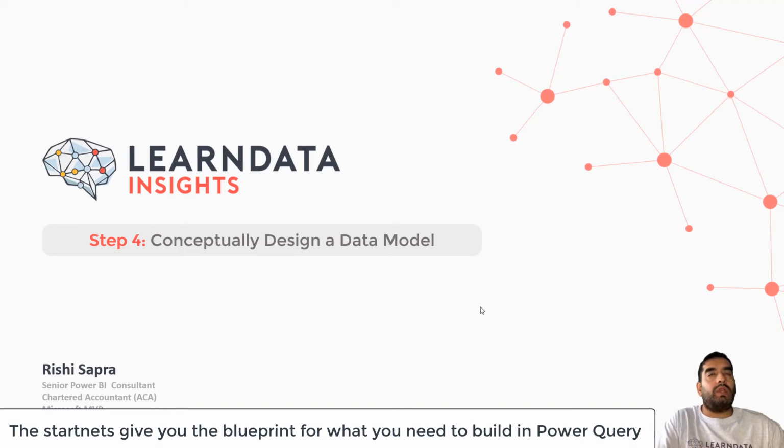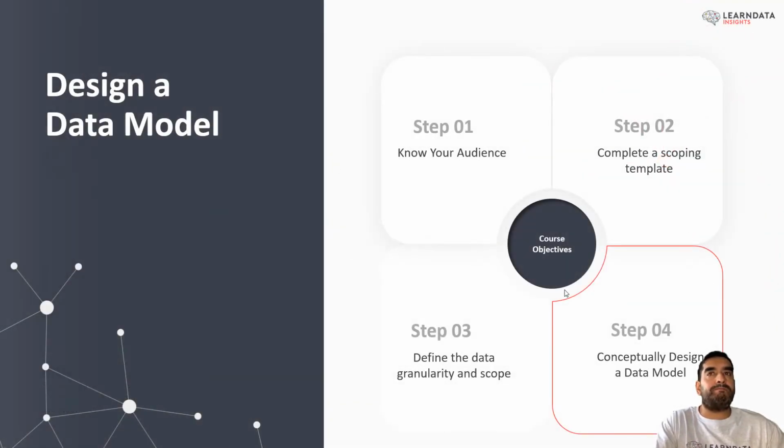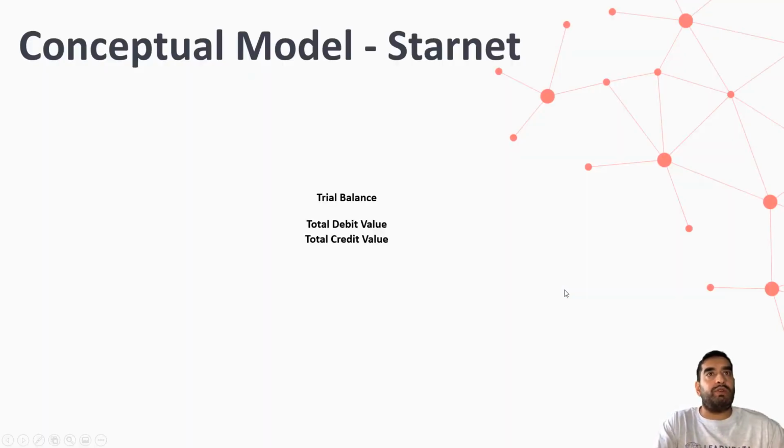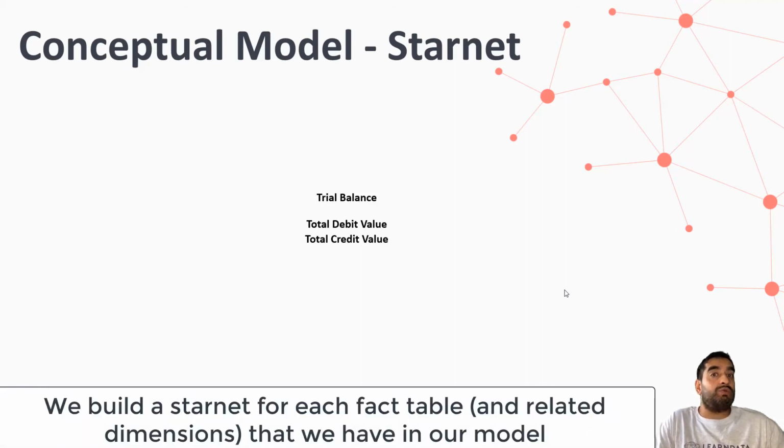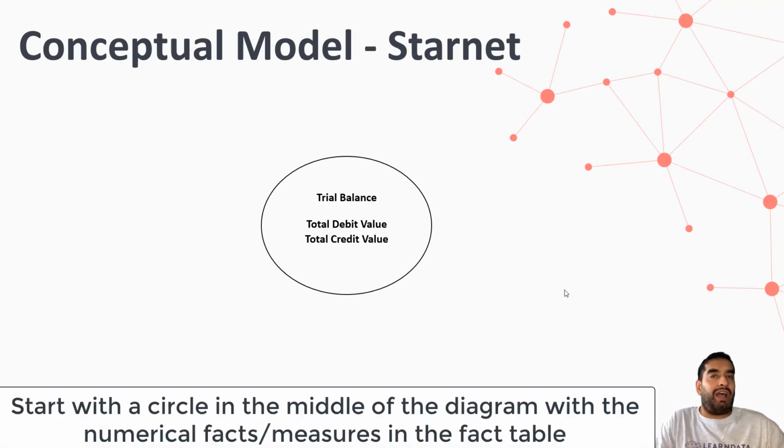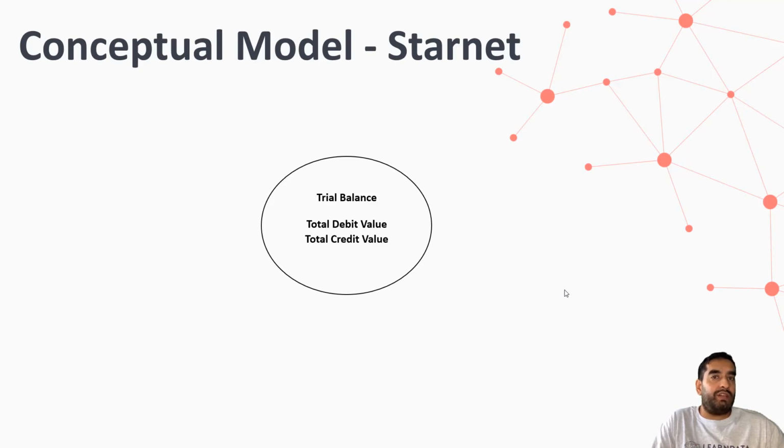So over here, the last step is the conceptual design and data model. So what we do is we start with our measures, and we're doing this for each fact table. So trial balance was one of our fact tables, and in there we have total debit value and total credit value, and we can just put that in a circle in the middle of our diagram. So we start our diagram with a circle that contains our fact table and our debit value and our credit value. So this is our fact table.